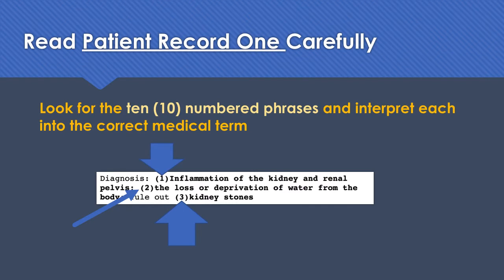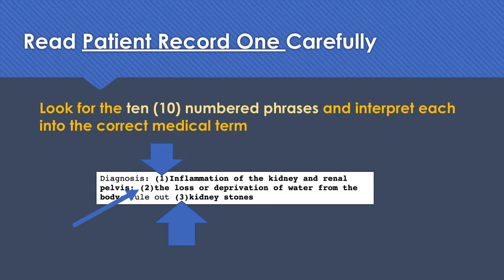Read through the patient record carefully, and in Section 1, the first part is asking you to find 10 numbered phrases. And they have the numbers, and I gave you an example here on the slide. You'll see it says 1, inflammation of the kidney and renal pelvis. 2, the loss or deprivation of water from the body. Okay, 3, it goes all the way up to 10. So you don't have to read the whole record trying to figure out which words or phrases you should be pulling out. They're numbered for you. So you just have to look for these numbers 1 through 10, but you're not done there.